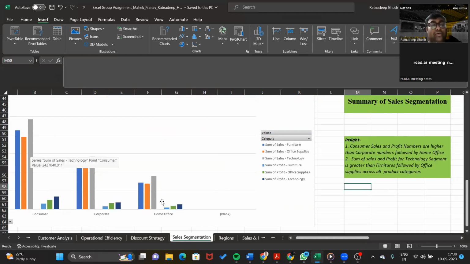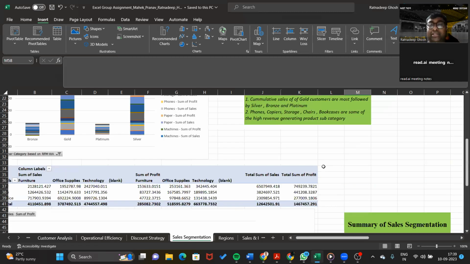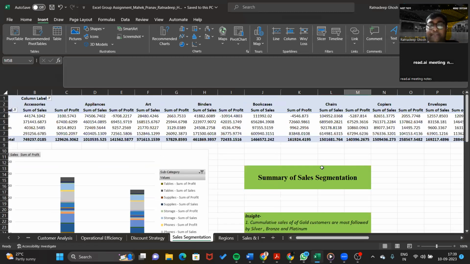The revenue is in direct correlation with the profit. As you can see, the profit numbers for technology is higher in all the cases like consumer, corporate, and home offices. In all the three cases, the profit earned in technology is higher compared to the furniture and office supplies. So this is a few of the insights that we got.